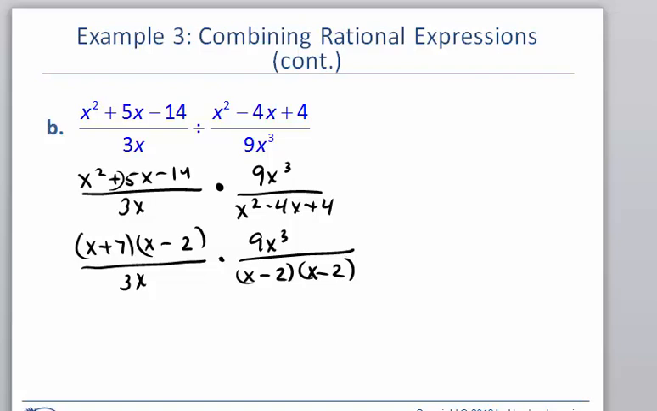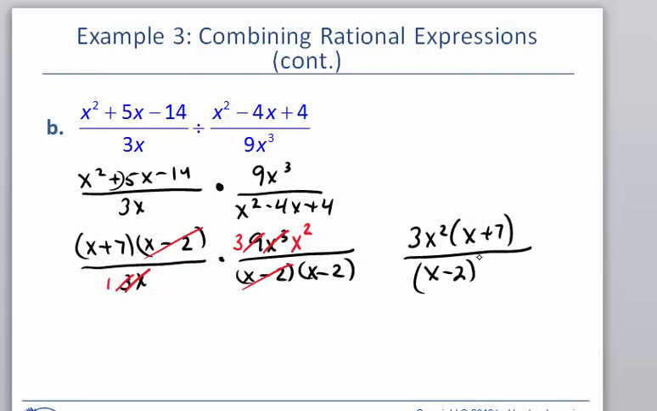All right, so now let's look at what cancels here. We have an x minus 2 that cancels. We also can reduce the 3 and the 9. 3 goes into 3 once, 3 goes into 9 3 times. We also can reduce this x in the denominator with one of the x's in the top. So that x is going to cancel with one of those, leaving me an x squared in the top. So we have 3x squared times x plus 7 left in the numerator. And we have an x minus 2 left in the denominator.